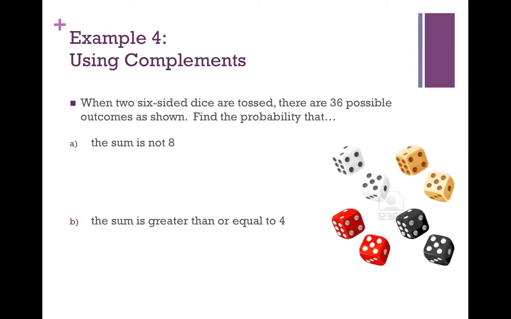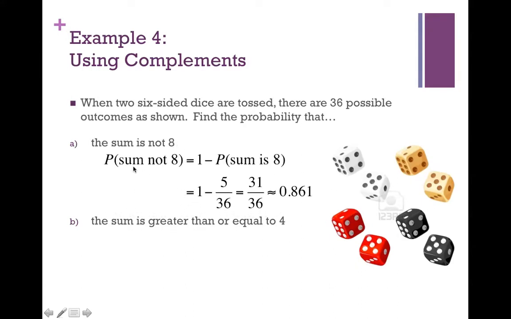When 2 6-sided dice are tossed, there are 36 possible outcomes, which are shown on your sheet in your guided notes. So let's say we want to find the probability that the sum is not 8. Well, this is a classic complement kind of problem. We're not trying to find the probability that something is happening, we're trying to find the probability that something is not happening. And so the easiest way to do that is to take 1 minus the probability that you do get an 8.